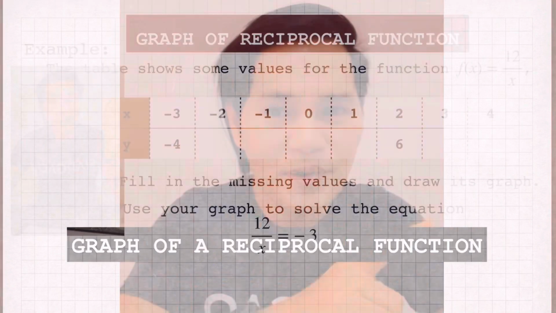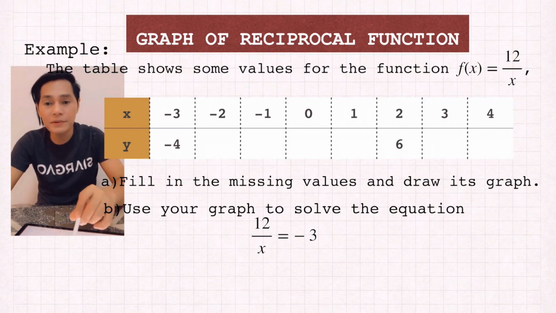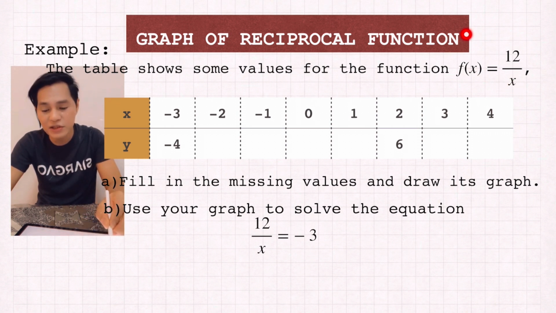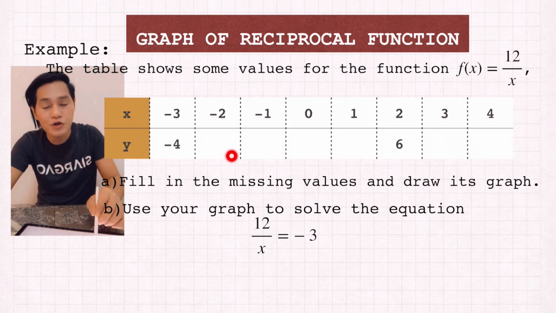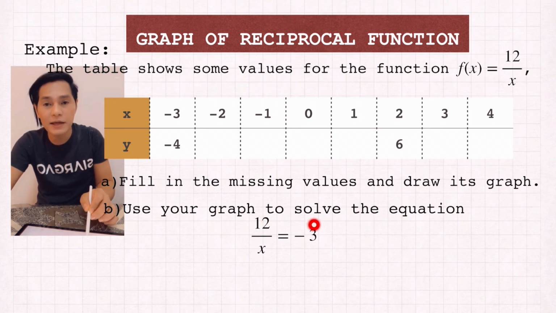Here we go. Okay, I have here an example. The table shows some values for the function f of x is equal to 12 over x. And this is an example of a reciprocal function. Our task here is to fill in the missing values in the table and draw its graph. And for letter B, use your graph to solve the equation 12 over x is equal to negative 3.